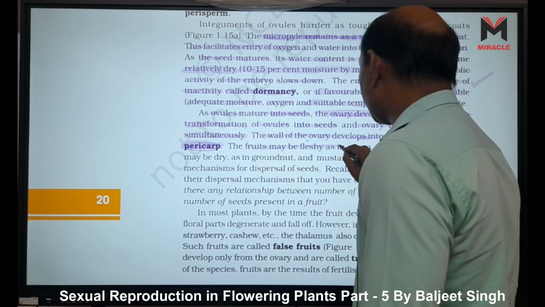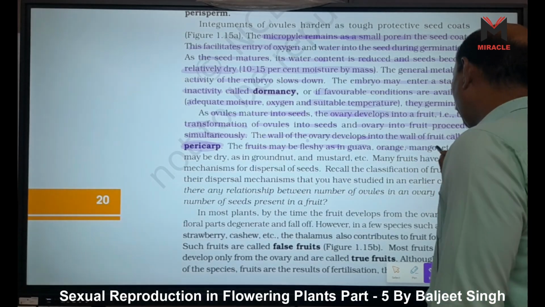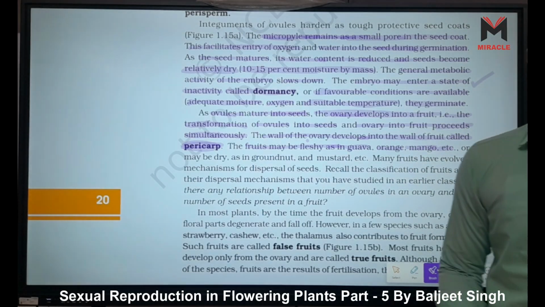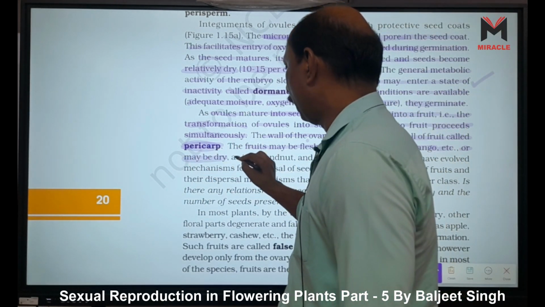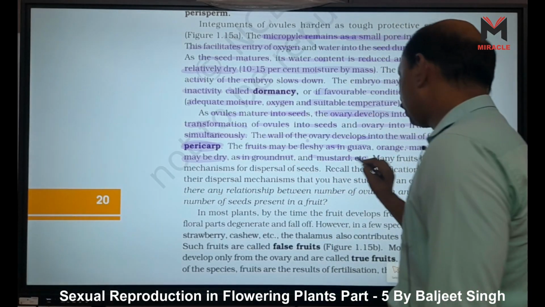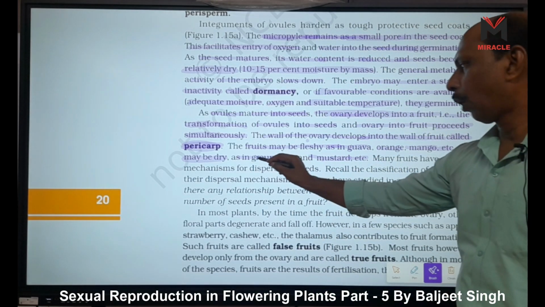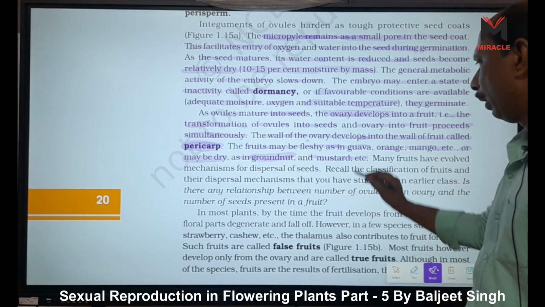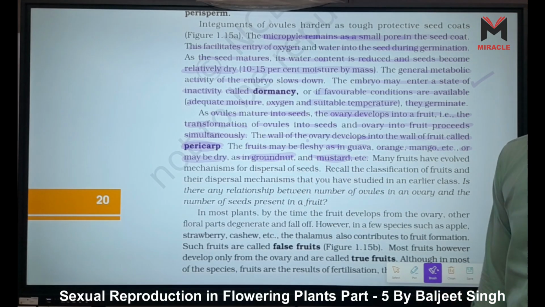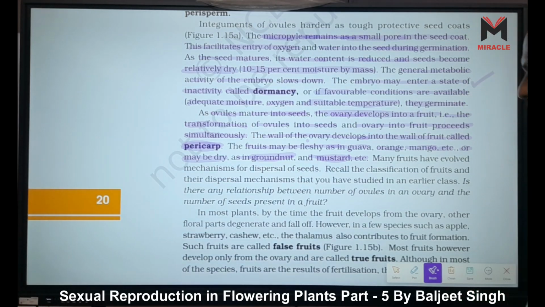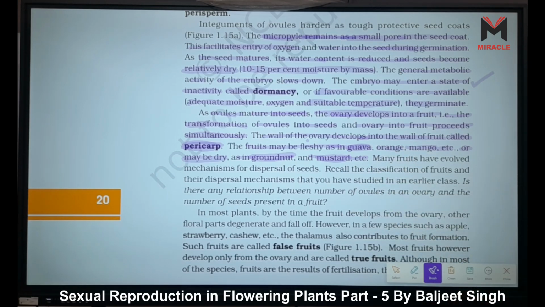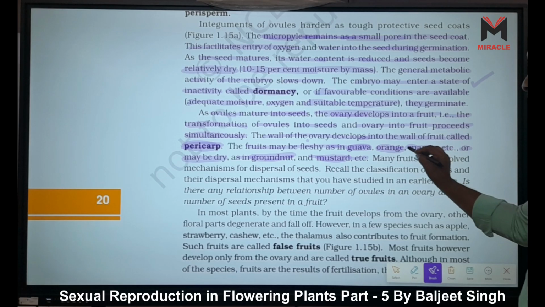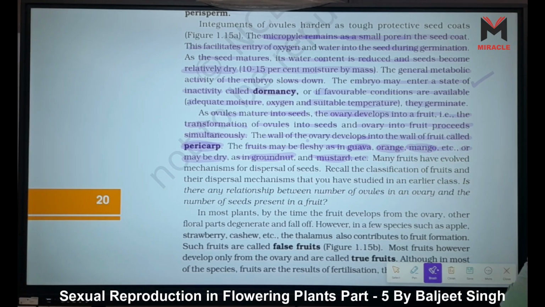The fruit may be fleshy as in guava, orange, mango, etc. Already I told you different types of fruit in our morphology, right? Or it may be dry as in groundnut, mustard, etc. Groundnut means lomentum, schizocarpic fruit. Mustard means it is siliqua, right? This is a dehiscent fruit. Guava is a type of which fruit? Orange, citrus; mango, drupe; guava, berry. These are succulent type of fruits.